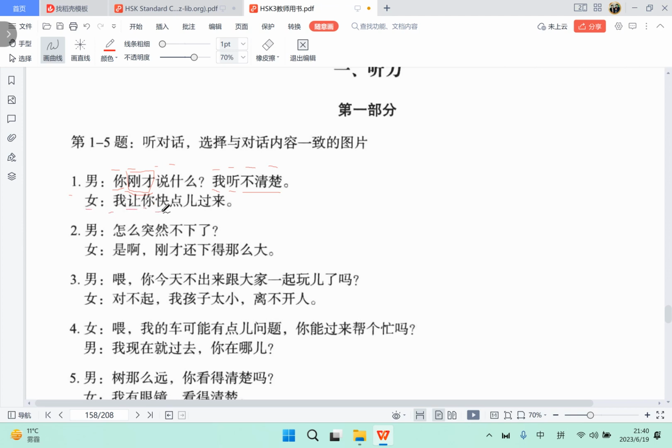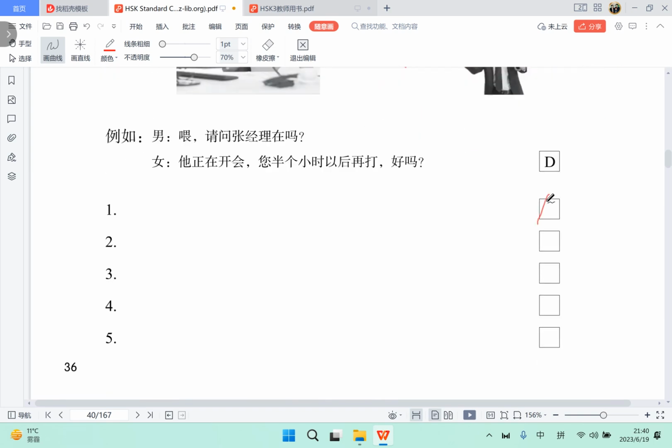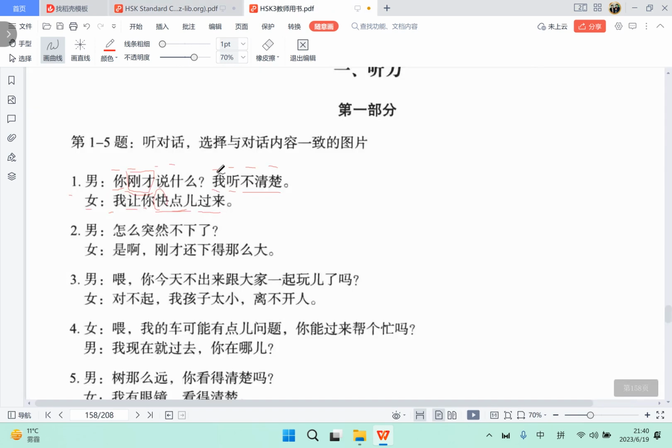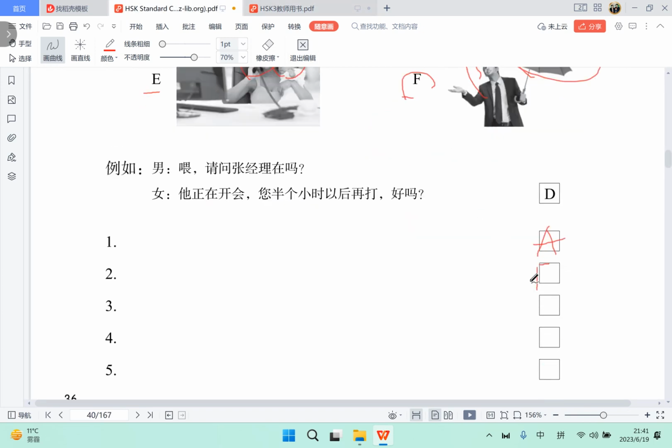And the reply: 我让你, I let you, 快点儿, 快 fast, 点儿 a little bit, 过来, come here. I let you come here a little bit faster. So can't hear listening clearly, right? So A, 听不清楚. So something about 听. 第一题我们选 A. So for the first question we choose A. Yes. 第二题，怎么突然不下了？So 怎么 here is why, right? 突然 suddenly, 不 not, 下 falling, something about raining, right? So why suddenly not raining anymore? So 了 indicates the changing. And the reply: 是啊, yes, 刚才, just now, 还 here emphasizes, 下得 how the rain is falling, 那么大, that heavily. Something about raining. So 第二题我们选 F. So for the second question we choose F.